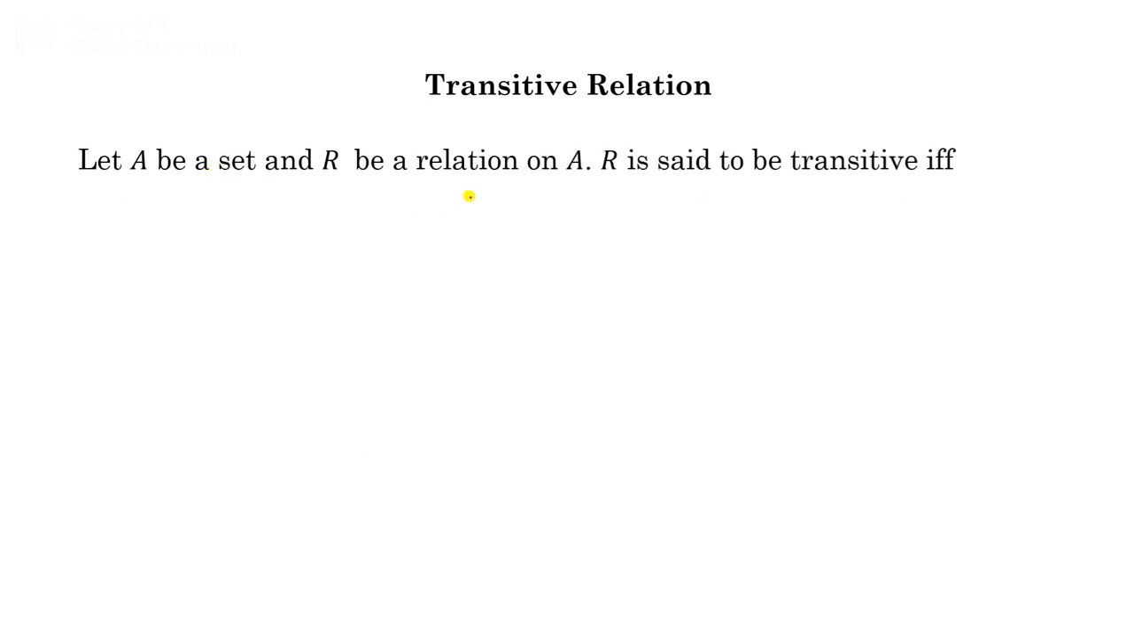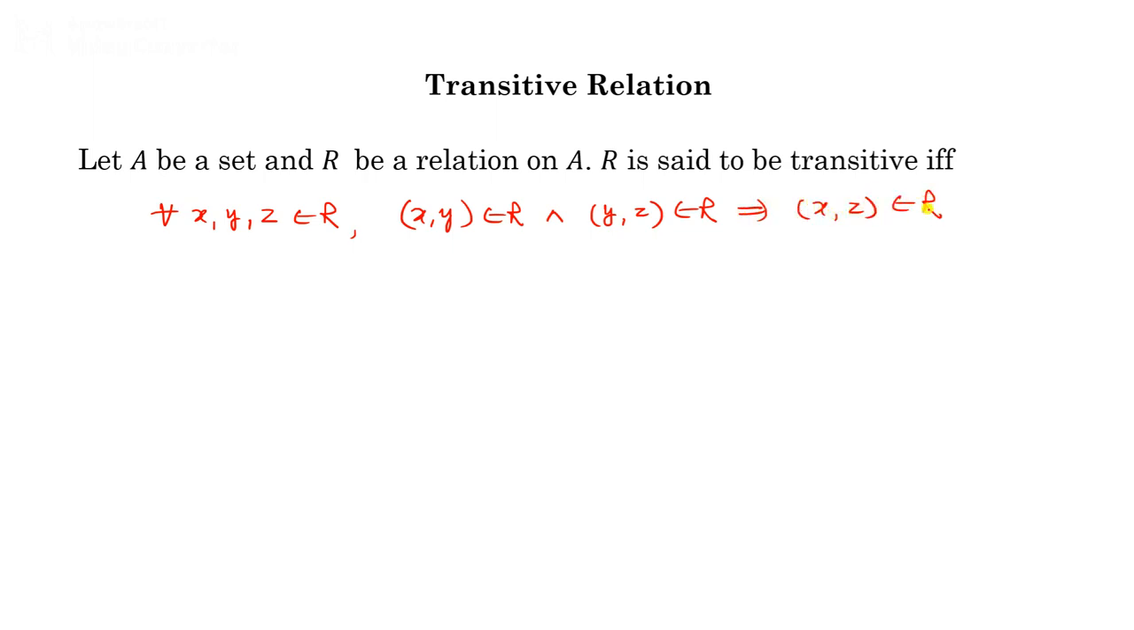Now transitive relation. Let A be a set and R be a relation on A. R is said to be transitive if for all x, y, z belongs to A, (x, y) belongs to R and (y, z) belongs to R tautologically implies (x, z) belongs to R. It means whenever this condition is satisfied, if x is related to y and y is related to z, then x must be related to z.